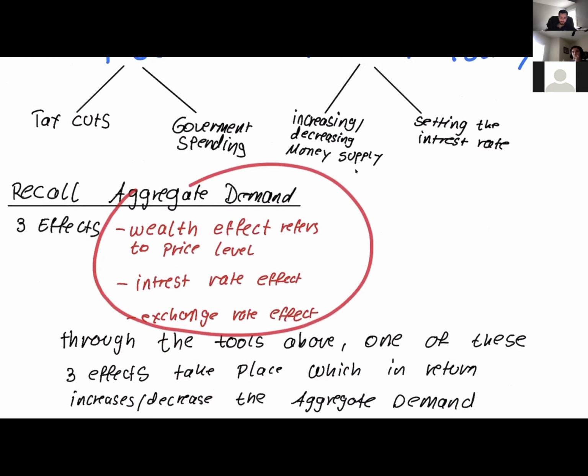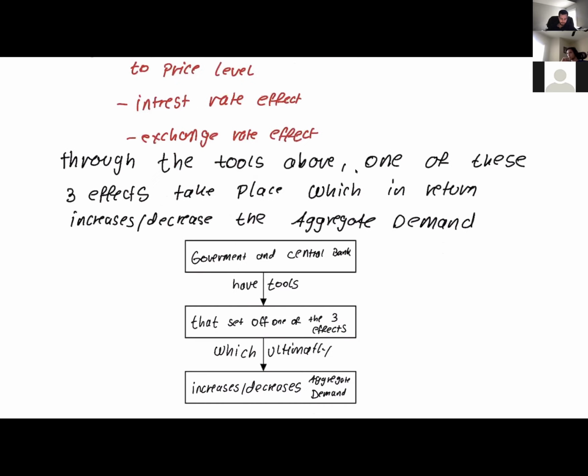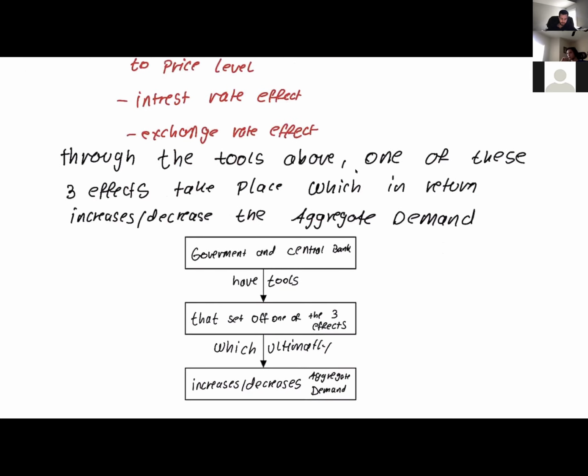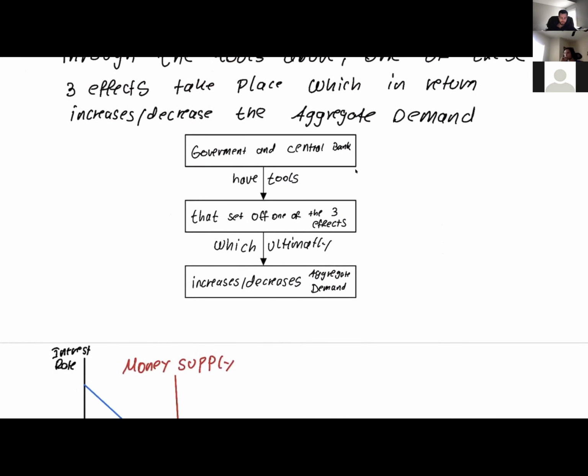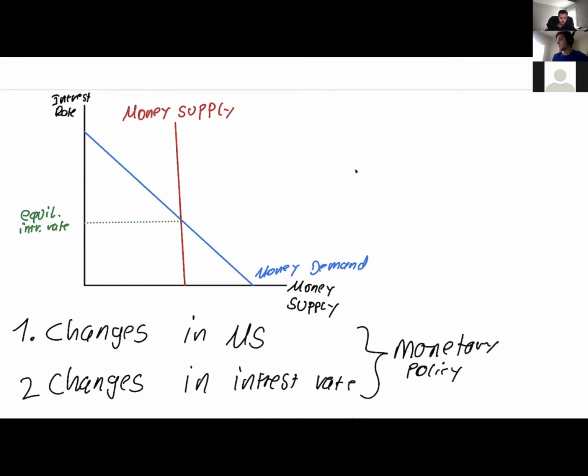And for example, the interest rate effect is, you can see that's one-to-one, but some of these effects like the exchange rate effect or the wealth effect are not direct, they're indirect effects of some of these tax cuts, which ultimately increase or decrease aggregate demand. Then there's also, now I'm talking about monetary policy.